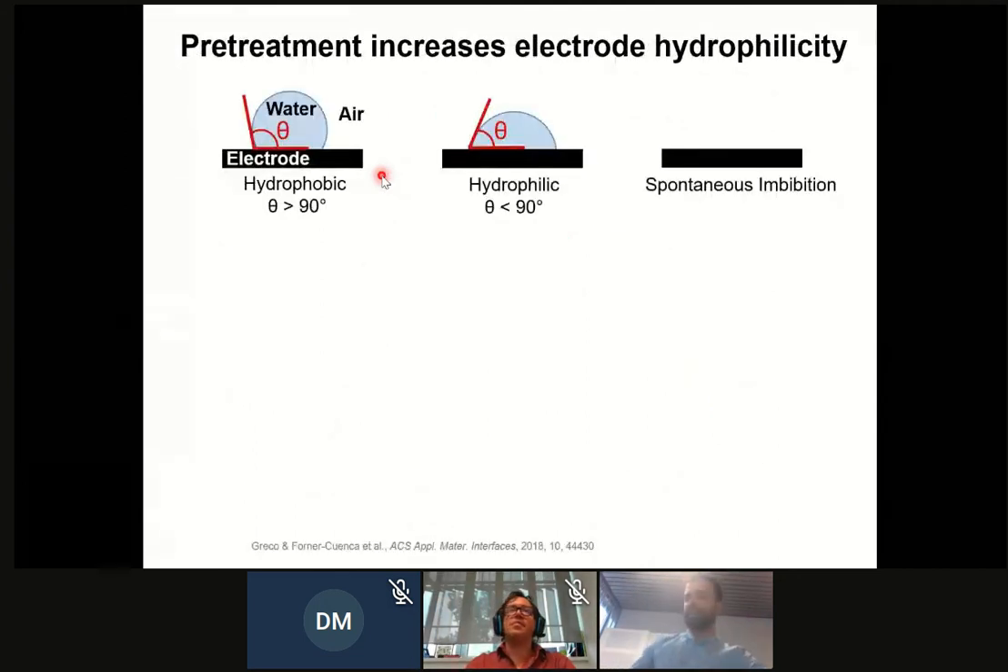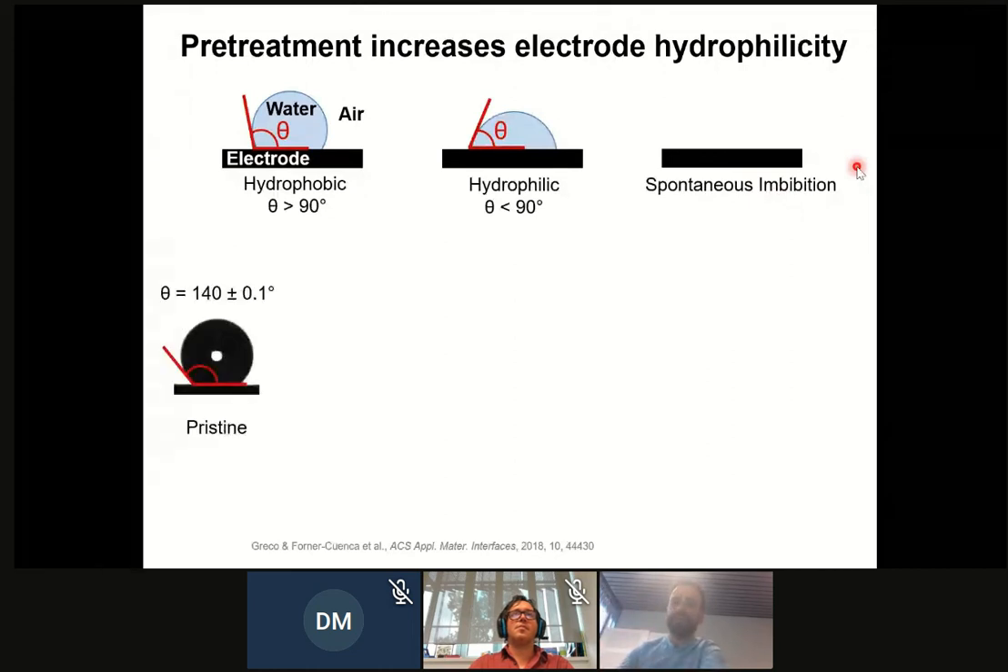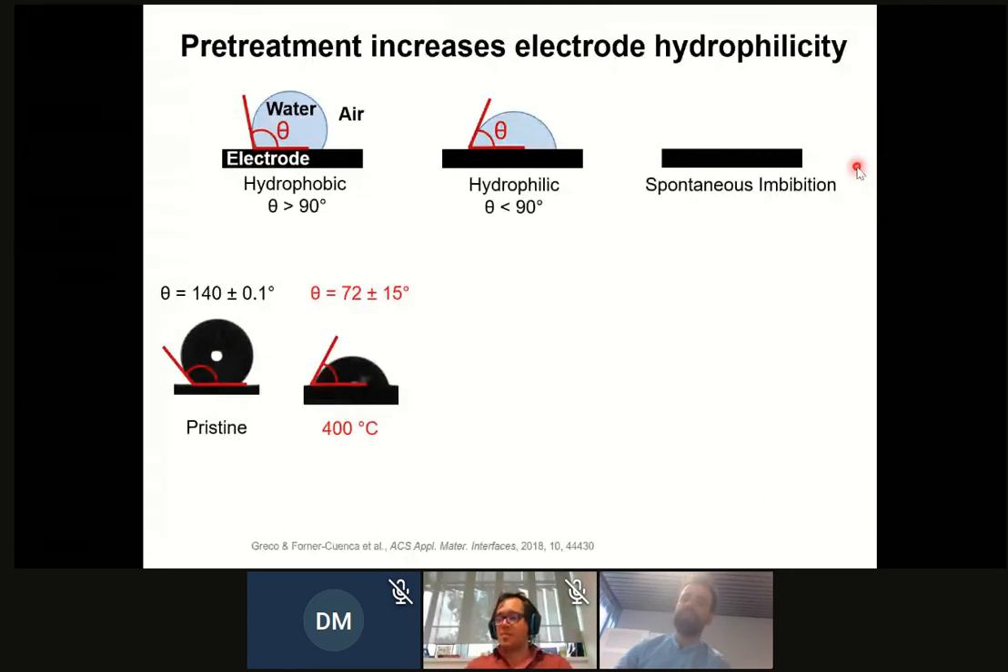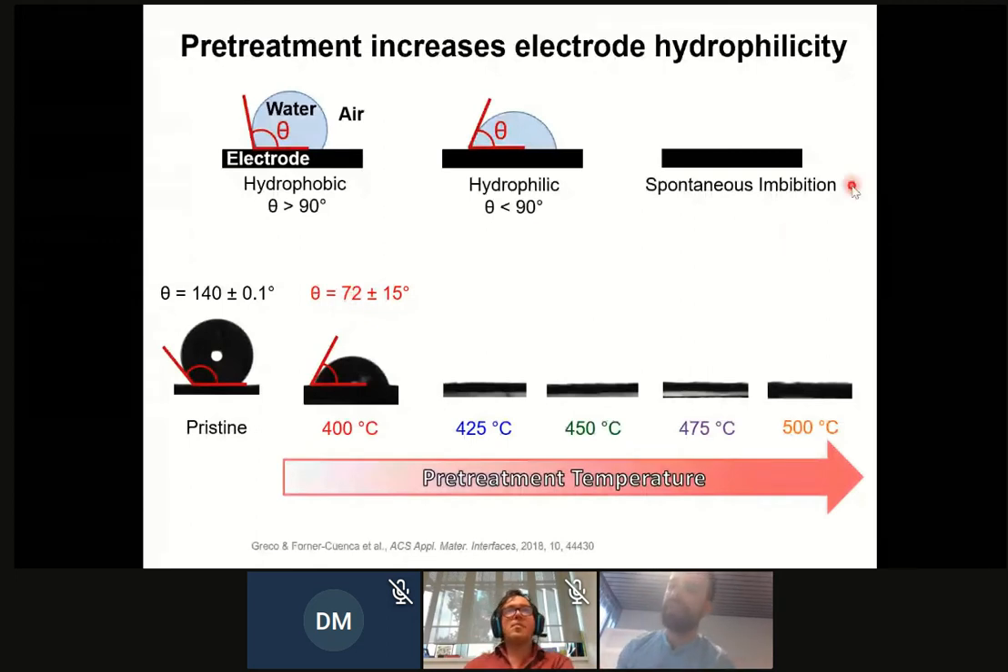The other parameter that we're interested in is the wettability. As you can imagine, this is a one-phase flow problem, and therefore you want your electrodes to wet and to basically soak in the water so that you don't have underutilized areas. Just for those of you who are not familiar, when water touches a solid surface, it can be hydrophobic, hydrophilic, or what we call spontaneous imbibition, which is just it sucks in immediately the liquid. So we run these measurements, and we saw that for pristine, you have 140 degrees or so. You go to 400 degrees, then you already bring your contact angle down to 72. And for all the other temperatures, you have spontaneous imbibition. So we were happy about it.